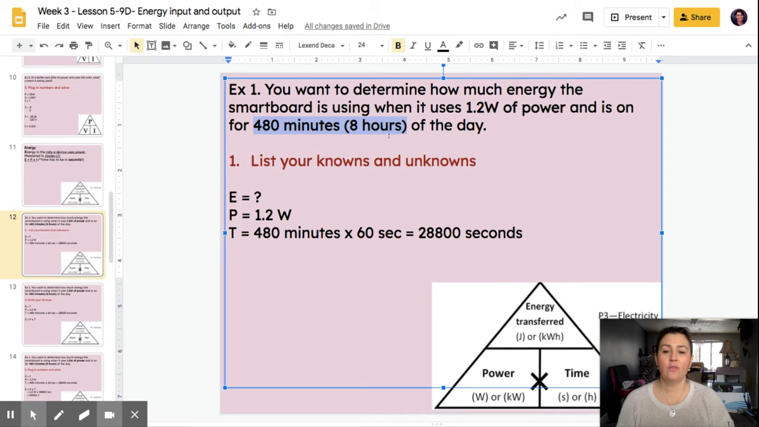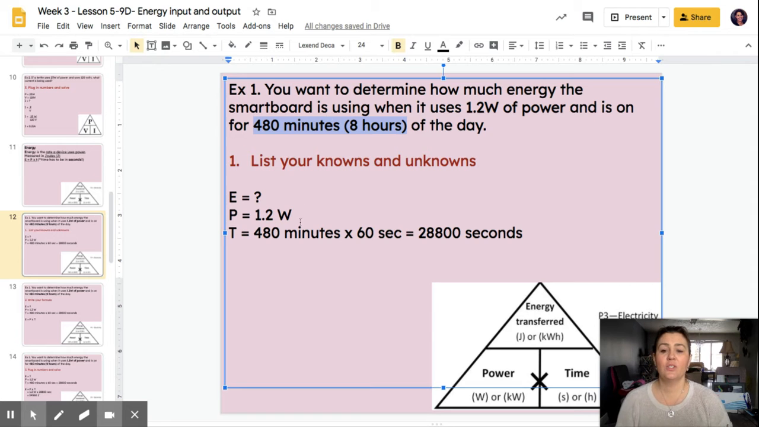So if it's on for 8 hours, we have to first turn that into minutes. So how did we get 480 minutes? We times it by 60, right? Because there's 60 minutes in an hour. So 8 times 60 is 480. Now the problem is that we can't use time in minutes. We need to turn that into seconds.